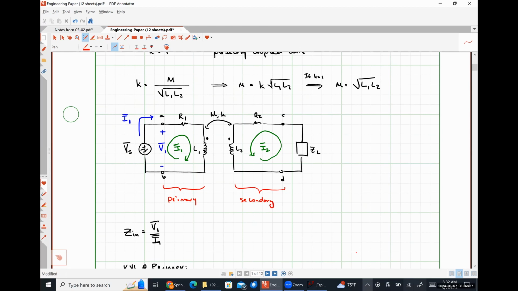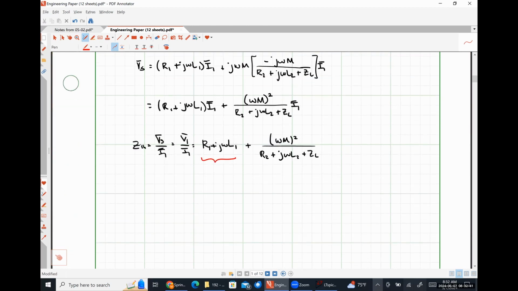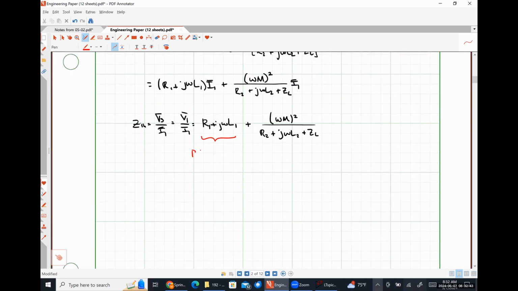Exactly right. So that is the impedance of the primary, 100%. So we're going to call this the primary loop impedance. Now we have this bit right here. Let's look at the denominator specifically: R2 plus j omega L2 plus ZL.